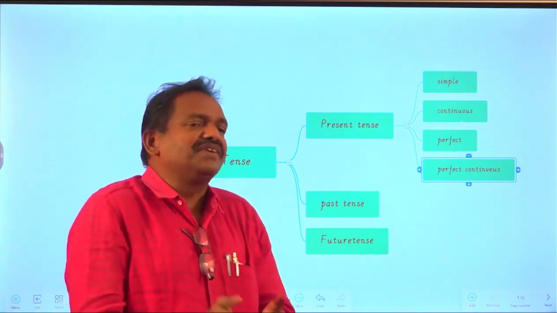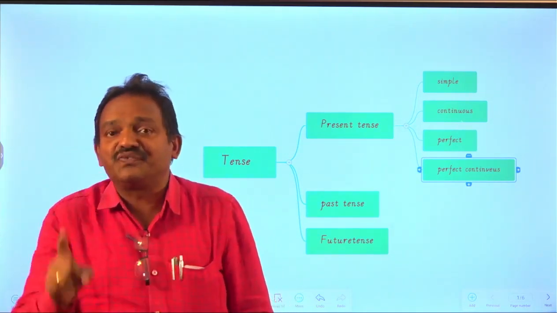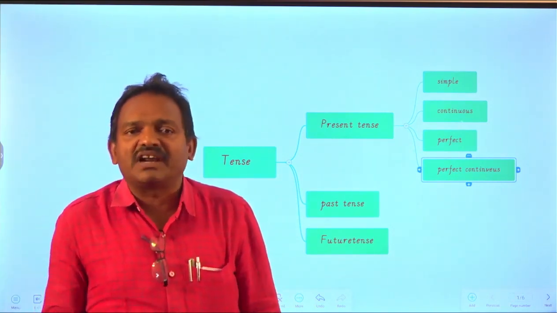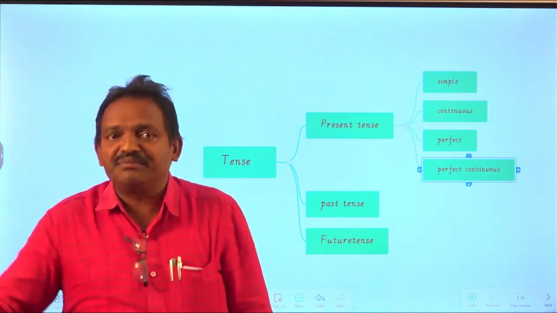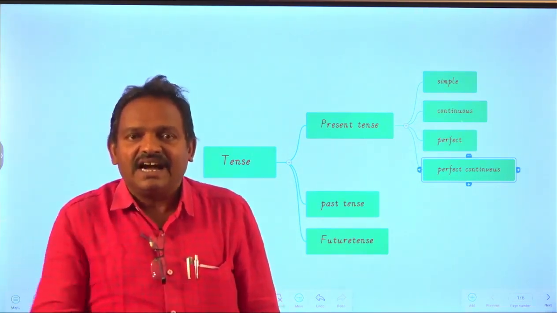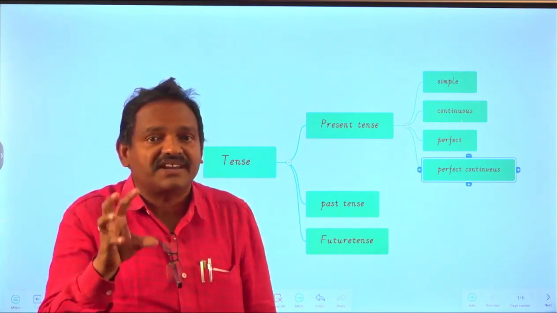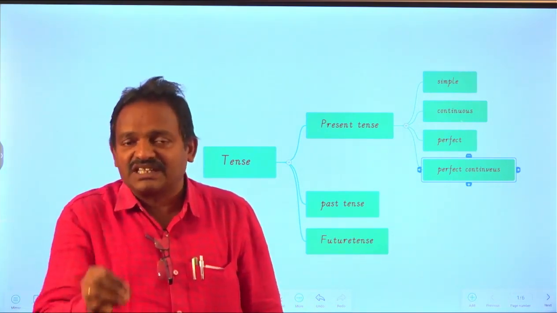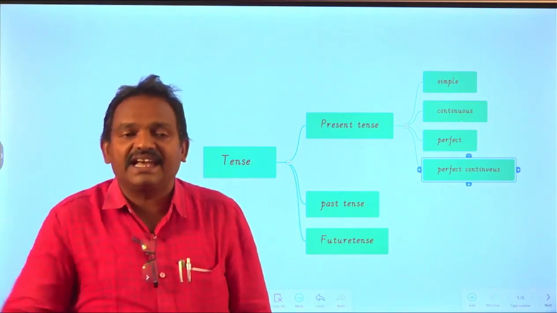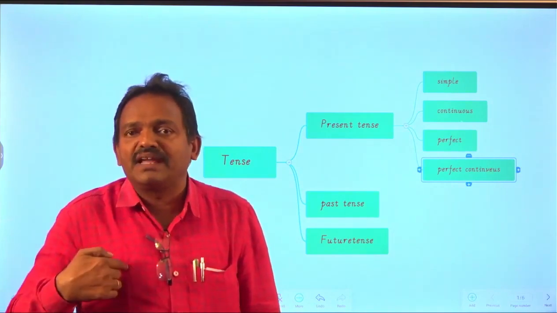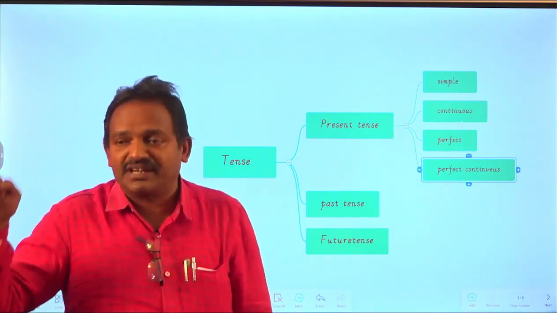What is the difference between since and for? Since is used for only a point of time. For is used for only a period of time, that means a duration. I have been working as a lecturer in the government degree college for the last 5 years. That means duration; that's why I have to use for here. But if I want to say the point of time, I have been working in the college since 2019.